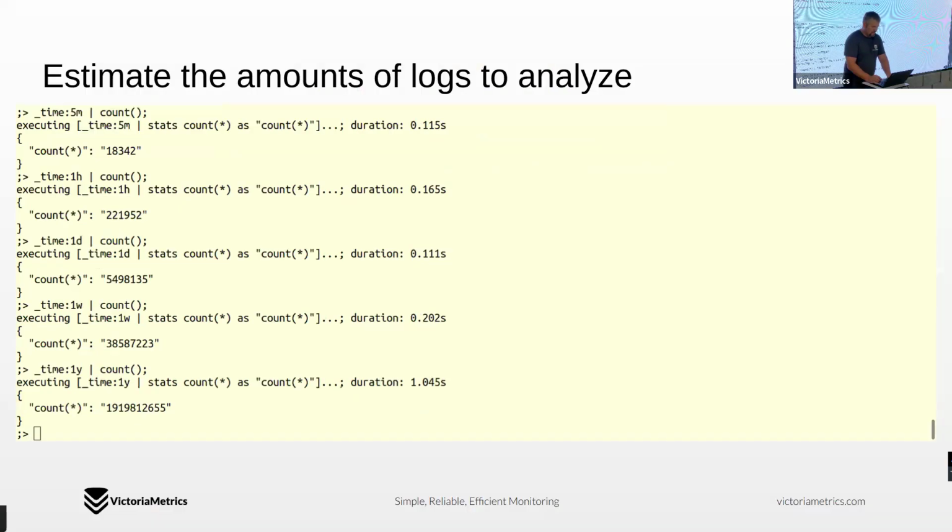And what is the system which runs this VictoriaLogs? Right now, VictoriaLogs runs only on a single node. There is no cluster version yet, and the cluster version will be available soon. This VictoriaLogs instance runs in Kubernetes with a CPU limit of 4. This means that it can use only 4 CPU cores, and the memory limit is around 14 gigabytes.